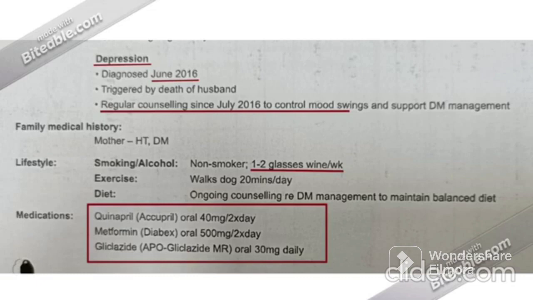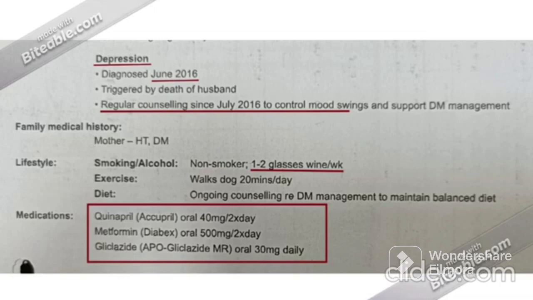Family medical history: mother has hypertension and DM. Lifestyle, smoking and alcohol: non-smoker, and for alcohol, 1 to 2 glasses of wine per week. That one we need. Exercise, walks dog 20 minutes per day. Diet, ongoing counseling regarding DM management to maintain a balanced diet, and the medication has been given.